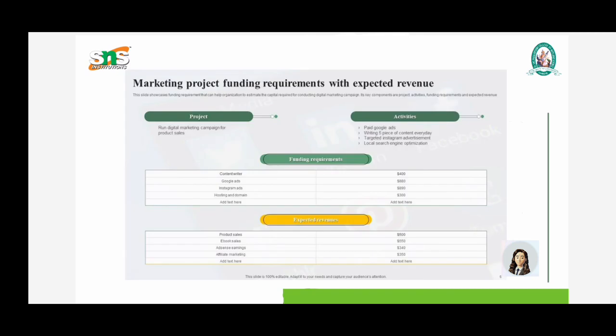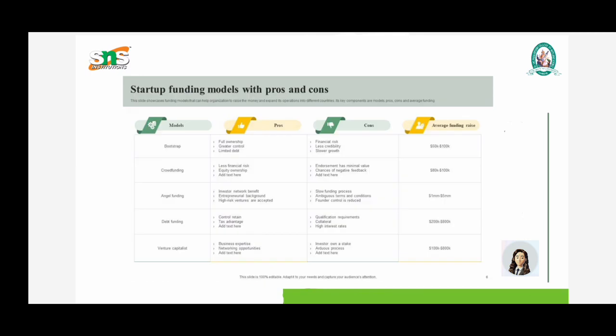Under this are project activities. First, run a digital marketing campaign for product sales. Second, activities: paid Google ads, writing 5 pieces of content every day, targeting Instagram advertising, local search engine optimization. Funding requirement comes under the expected revenues and also the requirements. Next we see startup funding models with pros and cons, advantages and disadvantages.